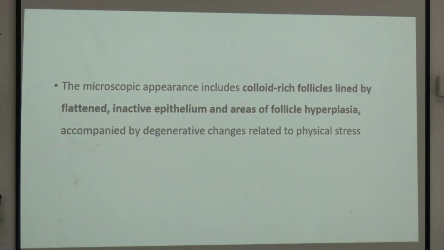The microscopic appearance includes colloid-rich follicles lined by flattened, inactive epithelium and areas of follicular hyperplasia, accompanied by degenerative changes related to physical stress. Now, the clinical features. Goiters may cause airway obstruction, dysphagia, and compression of large vessels in the neck and upper thorax. That is called superior vena cava syndrome.